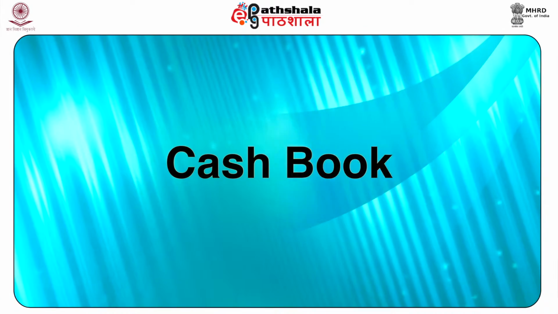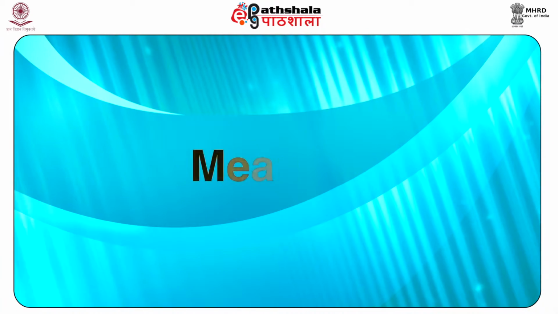Now, let us look at cash book. The meaning of cash book. It is a primary book of original entry in which all cash transactions of the enterprise are recorded in chronological order. It is a journal because all cash transactions are straightway recorded in the cash book, and on such basis postings are made to various ledgers.